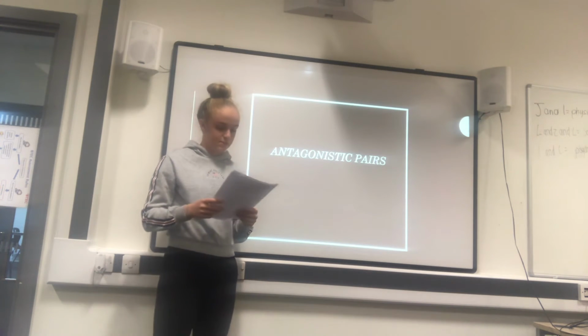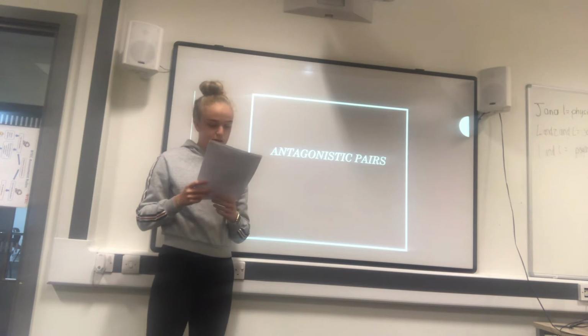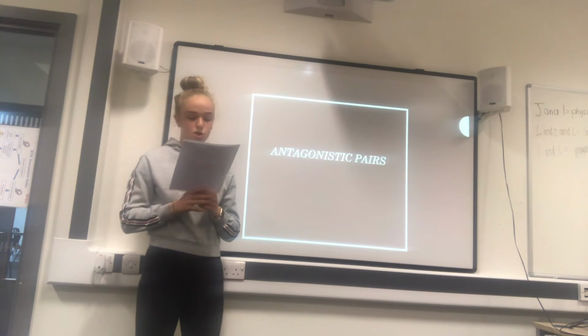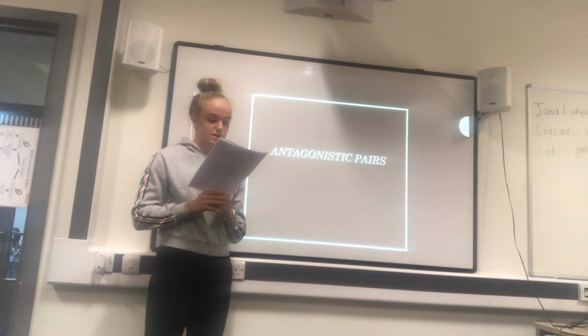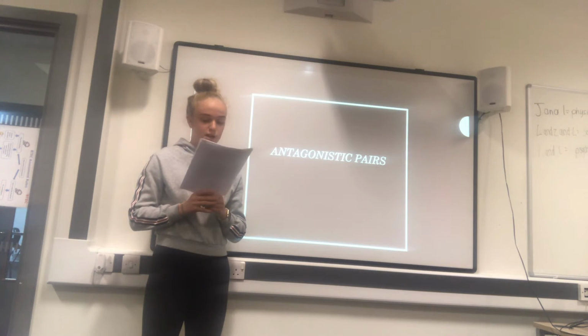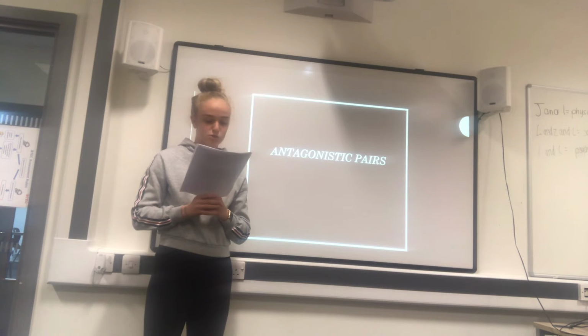Antagonistic pairs. Antagonist and agonist muscles often occur in pairs called antagonistic pairs. As one muscle contracts, the other relaxes. An example of an antagonistic pair is the biceps and triceps. To contract, the triceps relax while the bicep contracts to lift the whole arm.